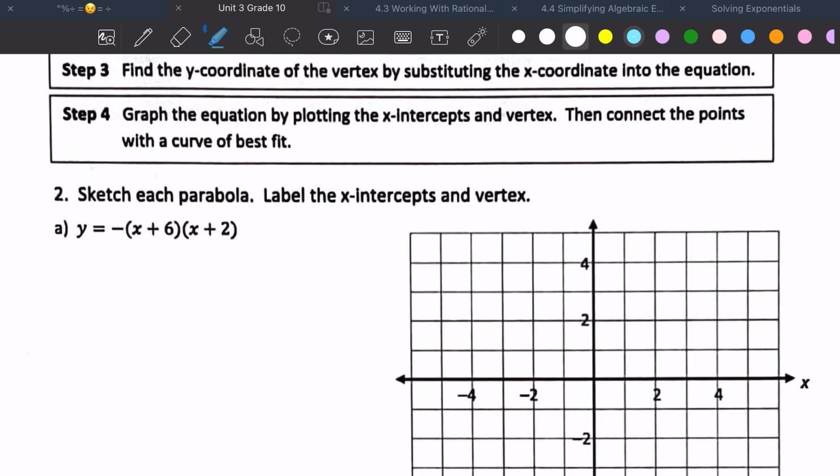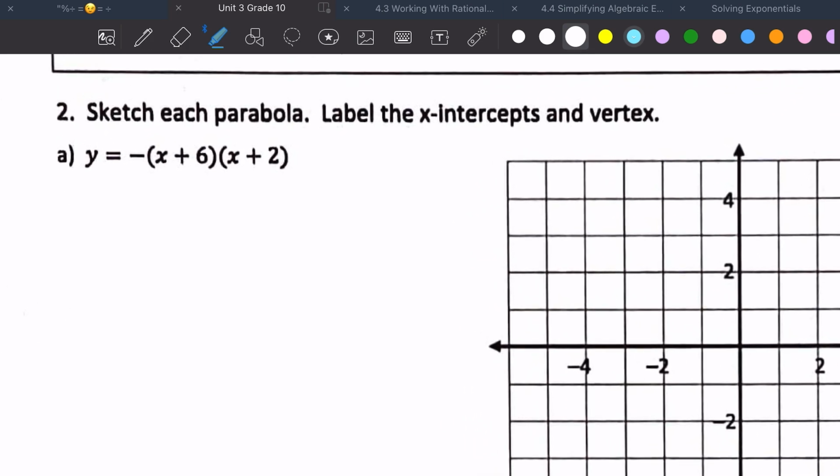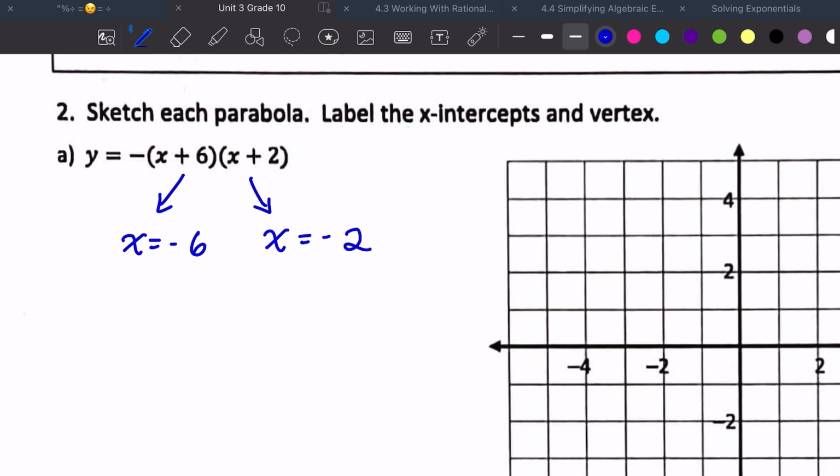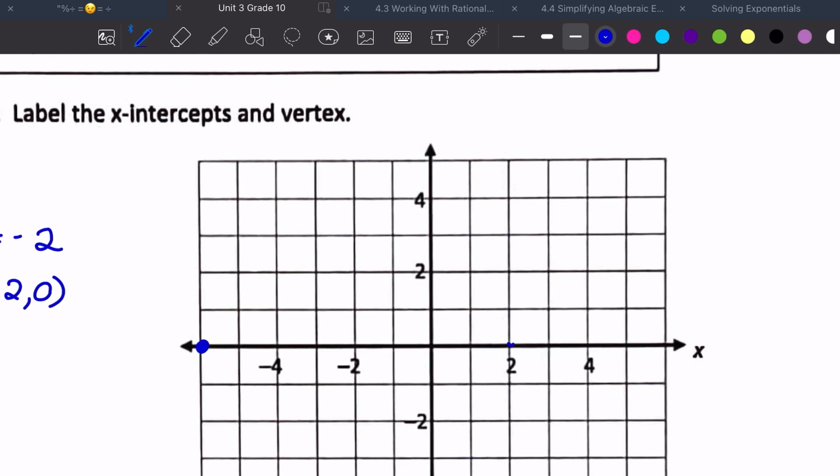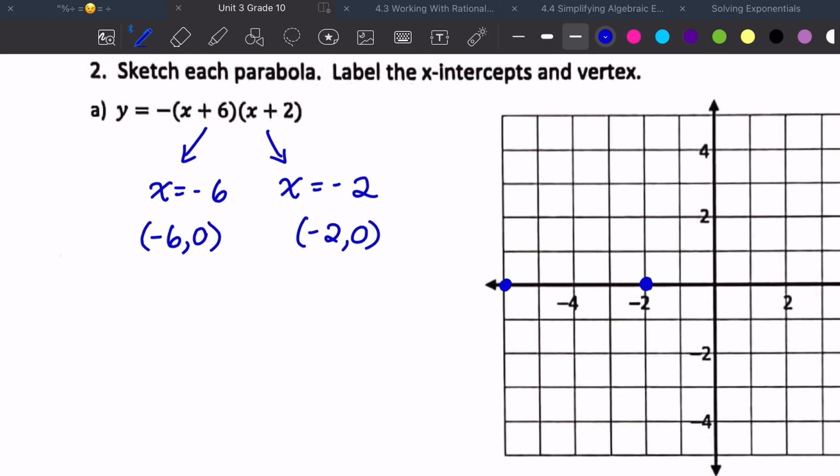So I've got to sketch it, and label the x-intercepts and the vertex. Off the bat, what are my x-intercepts going to be? -6 and -2. You can say x equals -6 because we're flipping, x equals -2. So I can go ahead and plot those. Those are going to be at -6, 0 and -2, 0, which is here, going by 2, so technically here, and all the way here. So it's all shifted on this side.